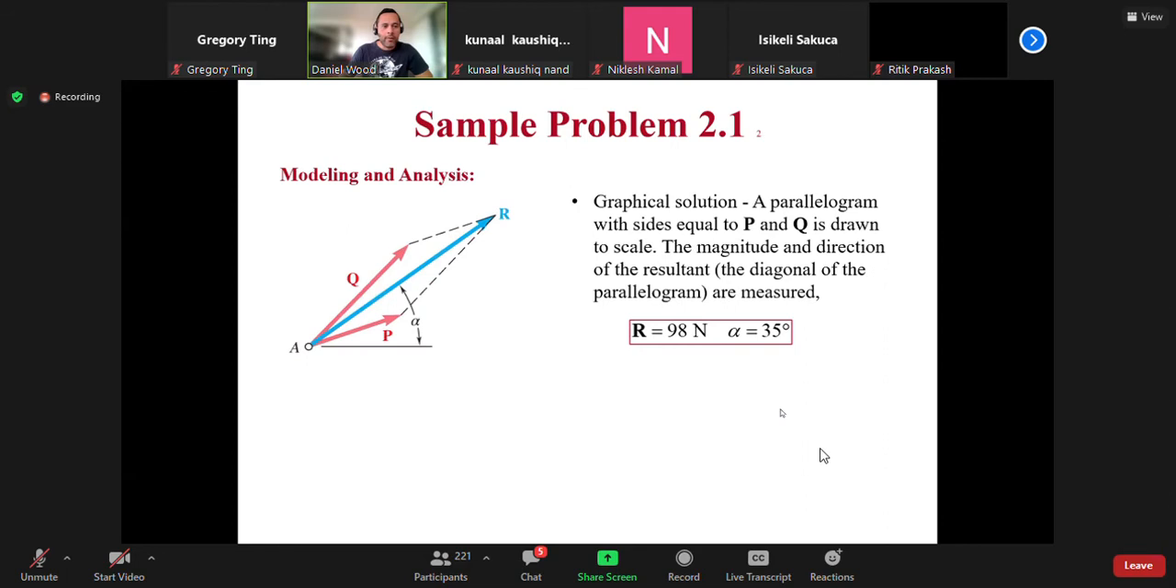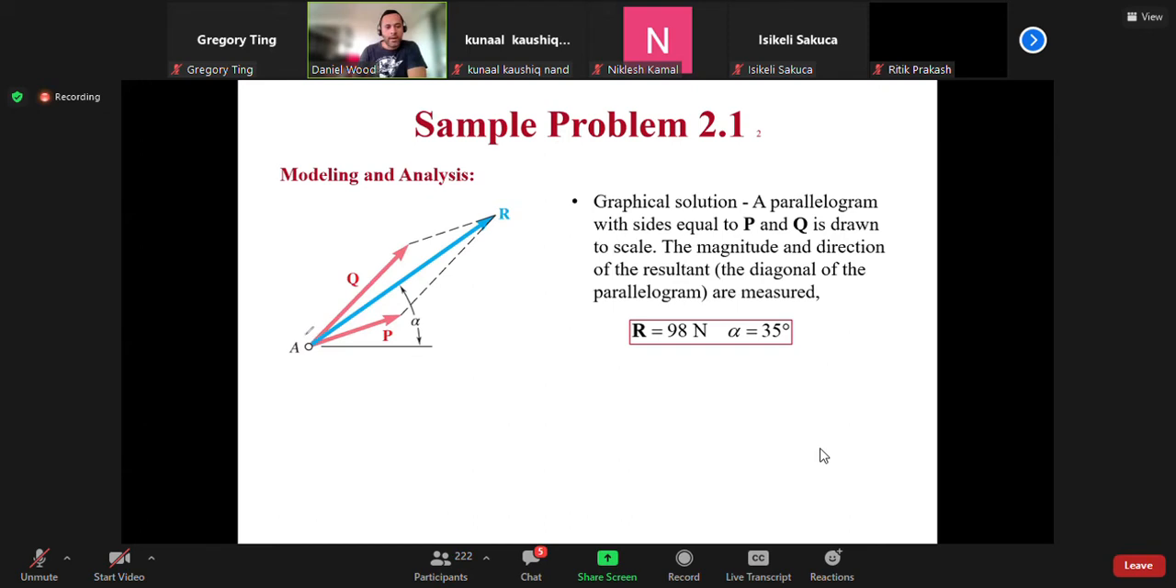Here we go with modeling and analysis. So we've got the graphical solution, a parallelogram with sides equal to P and Q drawn to scale. The magnitude and direction of the resultant are measured. So here we've got P and Q. Remember, there's a number of ways you can do it. In actual fact, you could even use a compass.